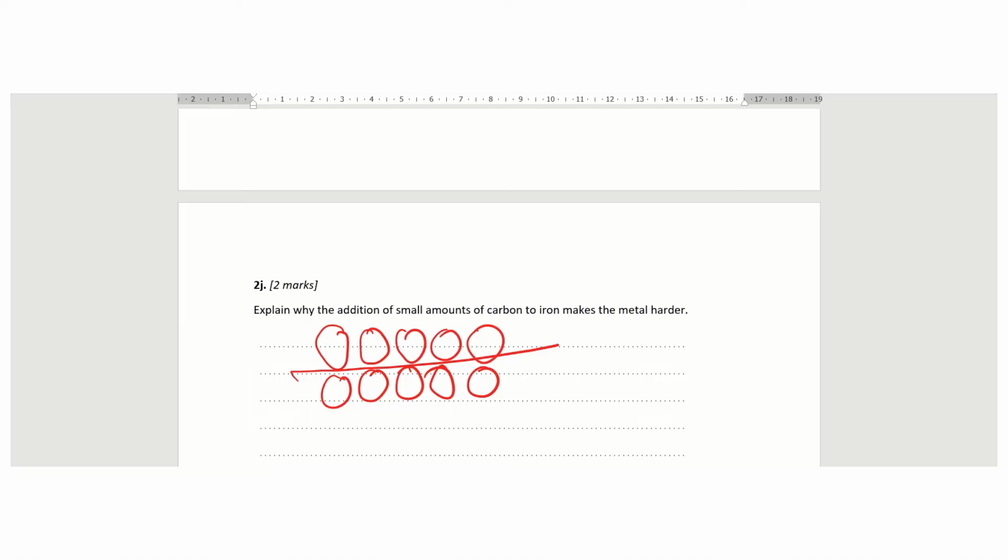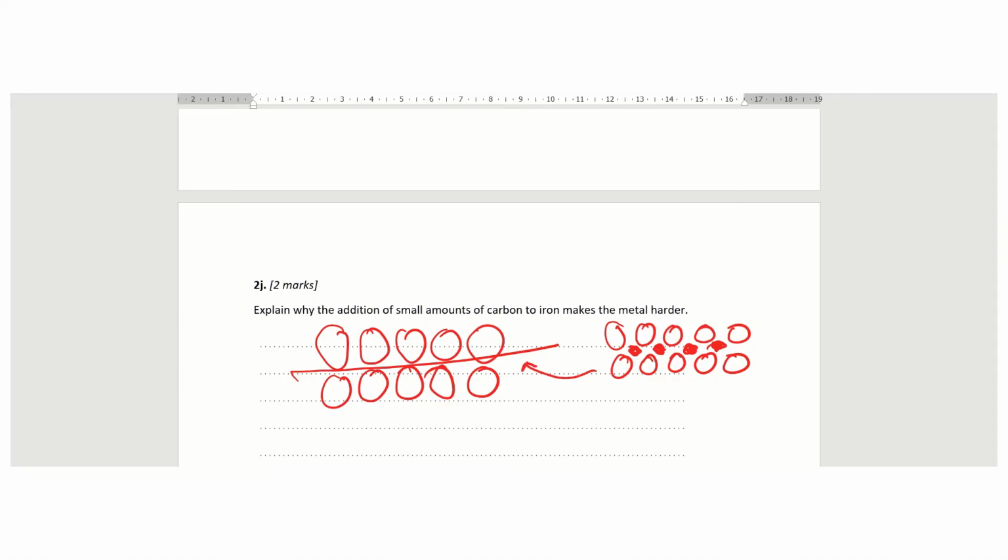Okay, so if I have a regular metal, it has a regular arrangement. However, if I have iron, the metal, this is the regular arrangement that you have, and then I put carbon atoms between them. What we know is that the carbon atoms are much smaller. So what they do is fill the gaps between the iron atoms, and this prevents them from sliding past each other. And the fact that I stopped them from sliding past each other makes it harder.